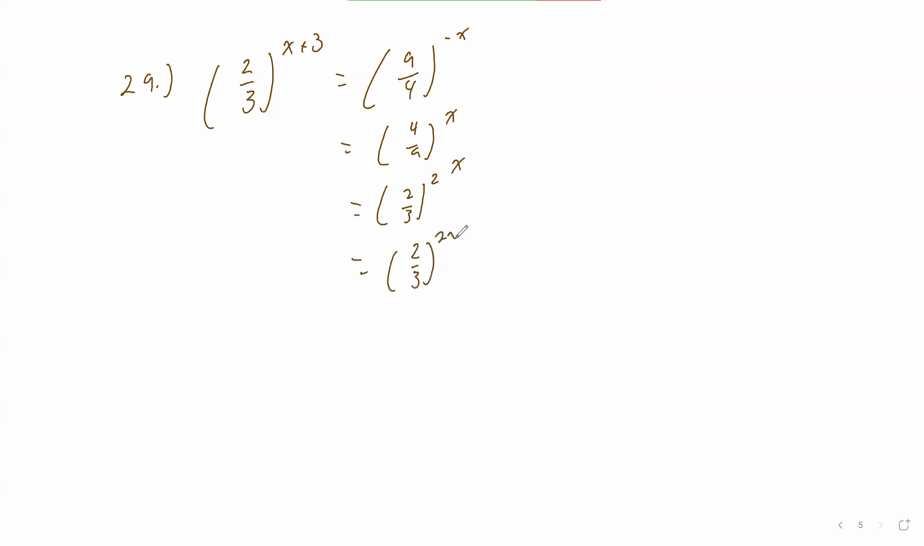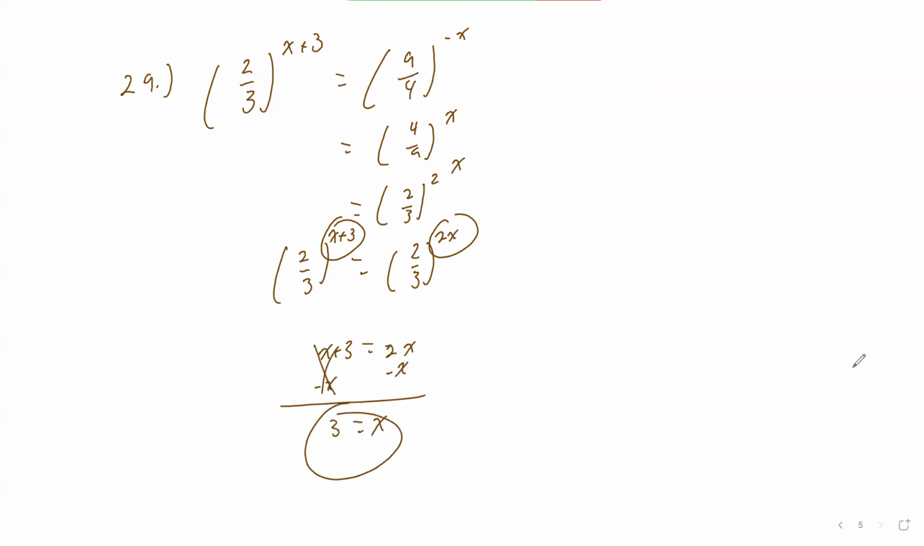So that means this would be 2/3, 2 times x is 2x. And this would be (2/3) to the x plus 3. So then I can set these two equal. So x plus 3 equals 2x. Subtract x, subtract x. So I get 3 equals x. That's my answer. All right, so this is like a manipulation game here.